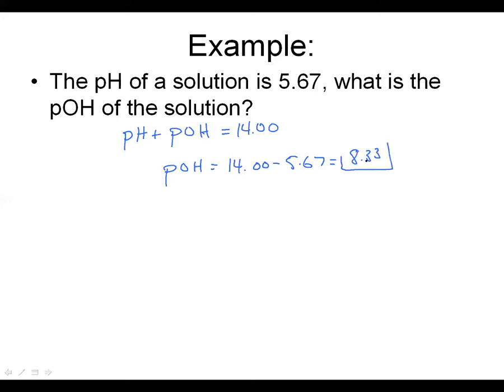And in this case, if we wanted to determine if it's acidic, basic, or neutral, we would again look at the pH number, which is 5.67. And that is less than 7, which means it is acidic.